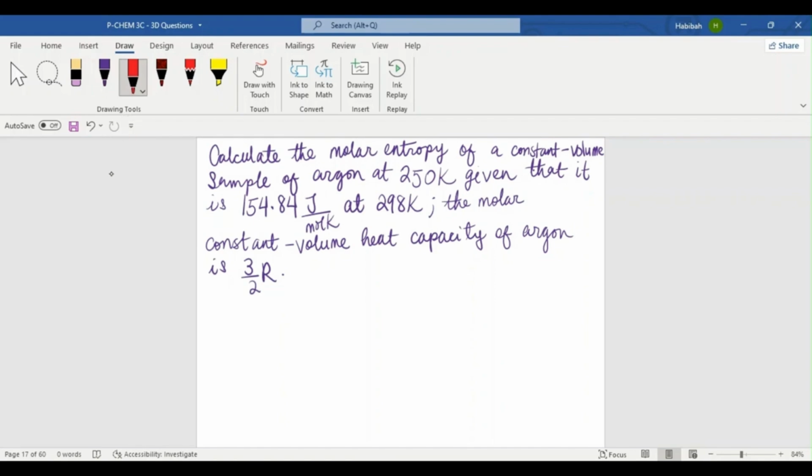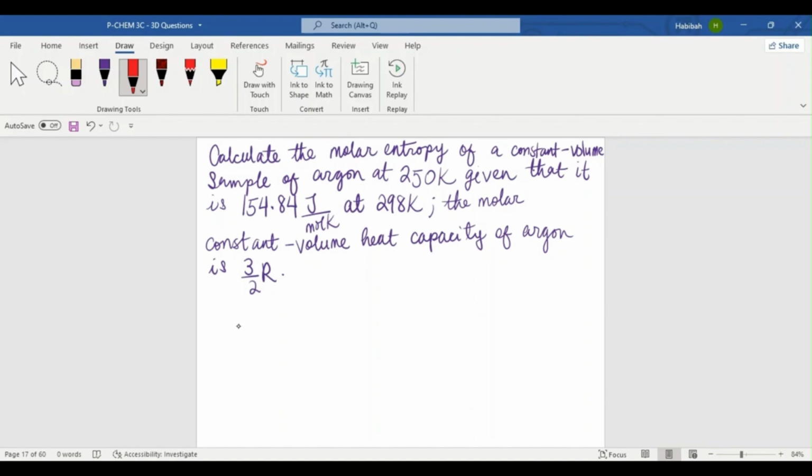Salam and welcome everyone. So today we're going to be working on the question on the screen that says: calculate the molar entropy of a constant volume sample of argon at 250 Kelvin, given that it is 154.84 at 298 Kelvin. The molar constant volume heat capacity of argon is 3 over 2R. So this information is easy, even though the question sounds like a mouthful.